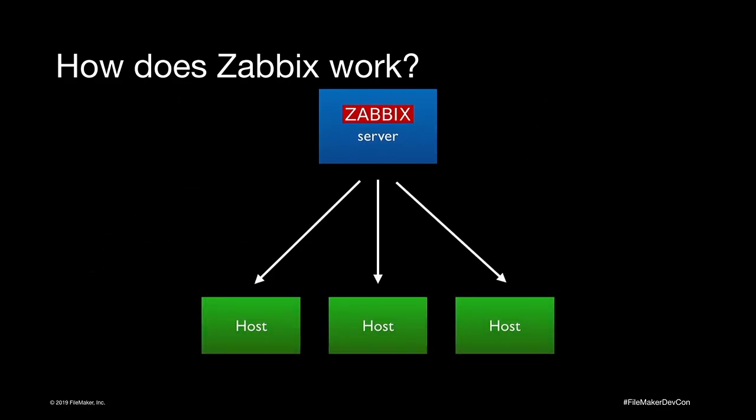Once you have the Zabbix server set up, it will monitor your FileMaker servers, but it could be other kinds of servers or other kinds of devices. It could be printers, IoT devices, switches, or other network equipment. And collectively, these are referred to as hosts. In a typical configuration, each host will have a piece of software running on it that is referred to as the Zabbix Agent. And this is what facilitates communication between the Zabbix server and the host.